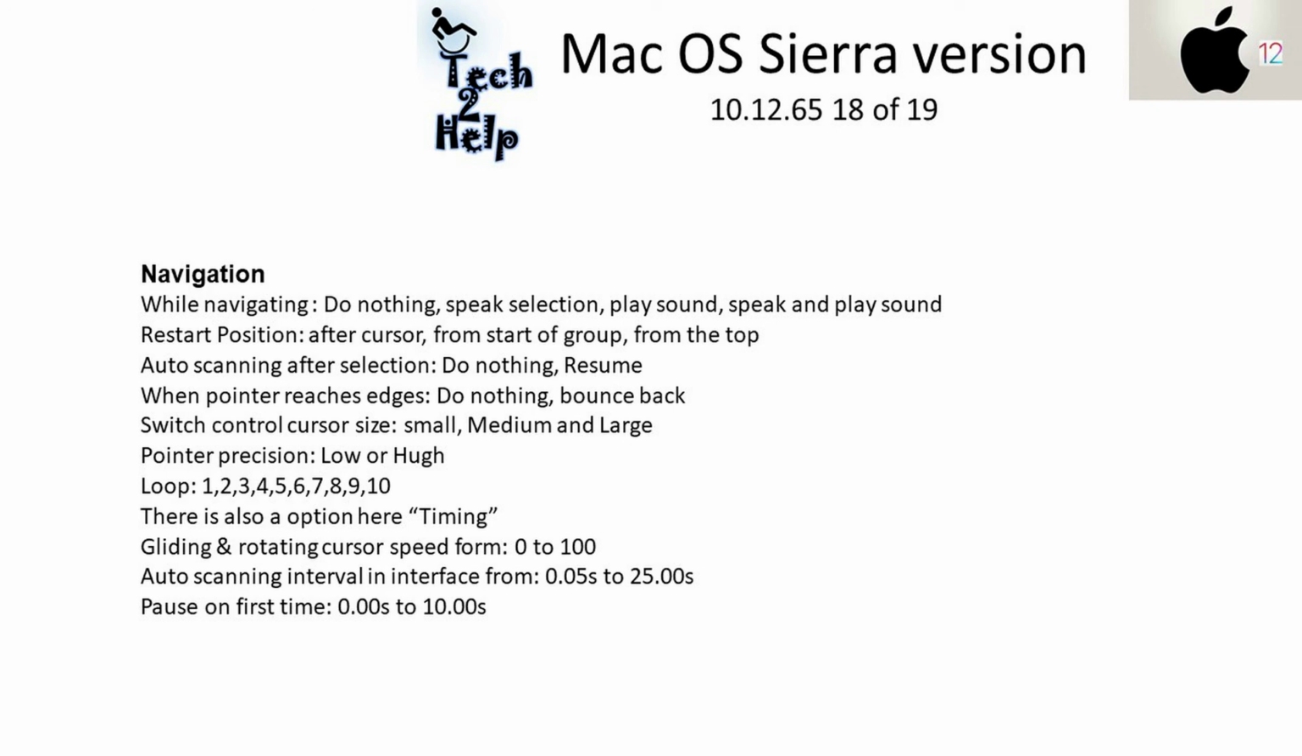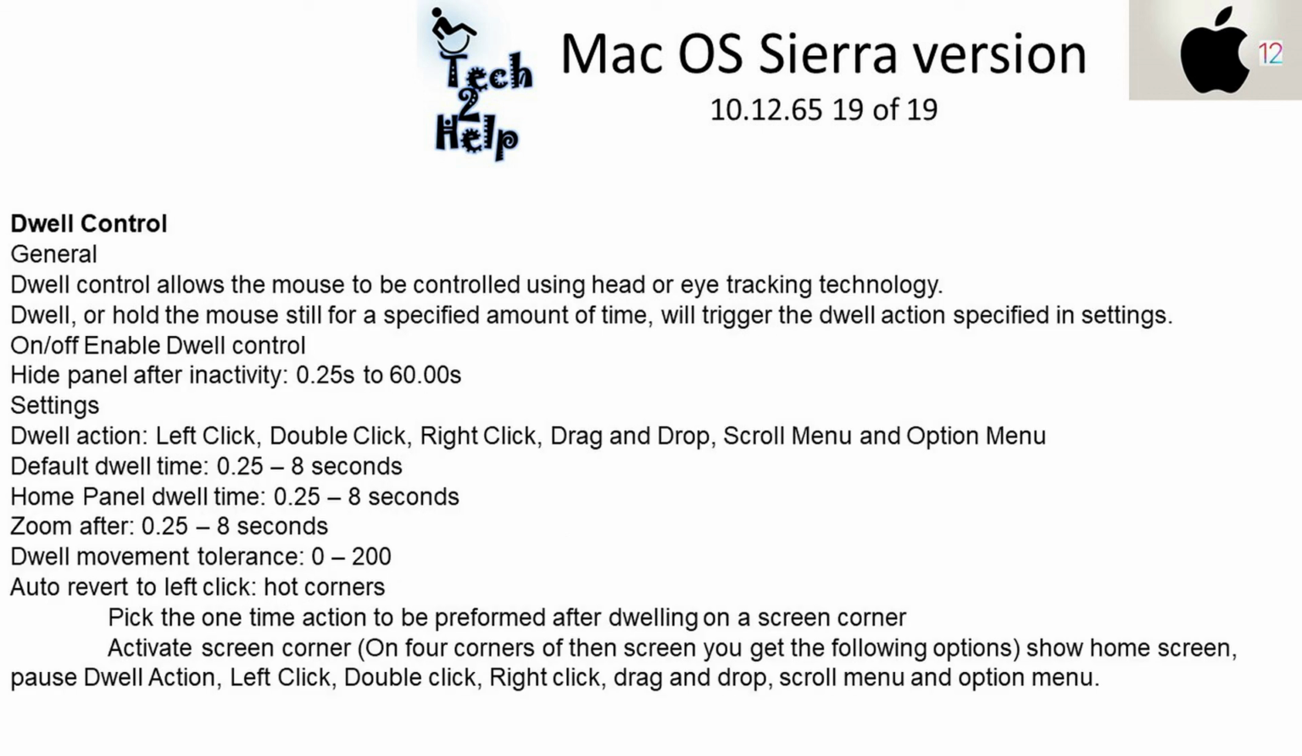Loop: 1, 2, 3, 4, 5, 6, 7, 8, 9, 10. There is also an option here, timing. Gliding and rotating cursor speed, from 0 to 100. Auto scanning interval, from 0.05s to 25.00s. Pause on first item, 0.00s to 10.00s. Mac OS Sierra version 10.12.6, 19 of 19.